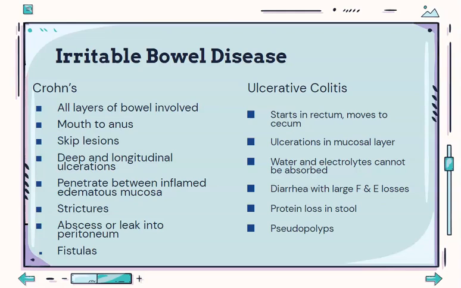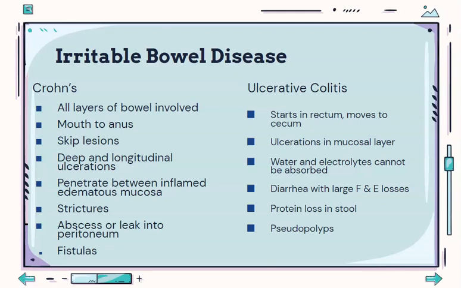These can have some deep and longitudinal ulcerations. It can even get so severe that there's penetrations or perforations. There can be strictures as well. The swelling gets so severe that you have the stricture that can then lead to a bowel obstruction. And then there's an abscess that can form and leak into the peritoneum. It can also lead to fistulas. They can end up with fistulas between the bowels and the urinary tract. So that would be an extreme complication of the disease.